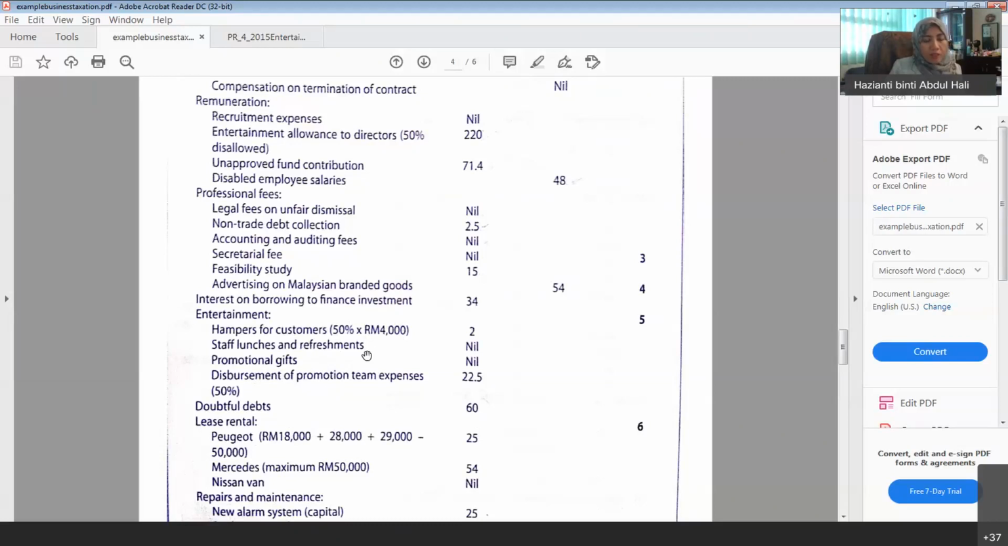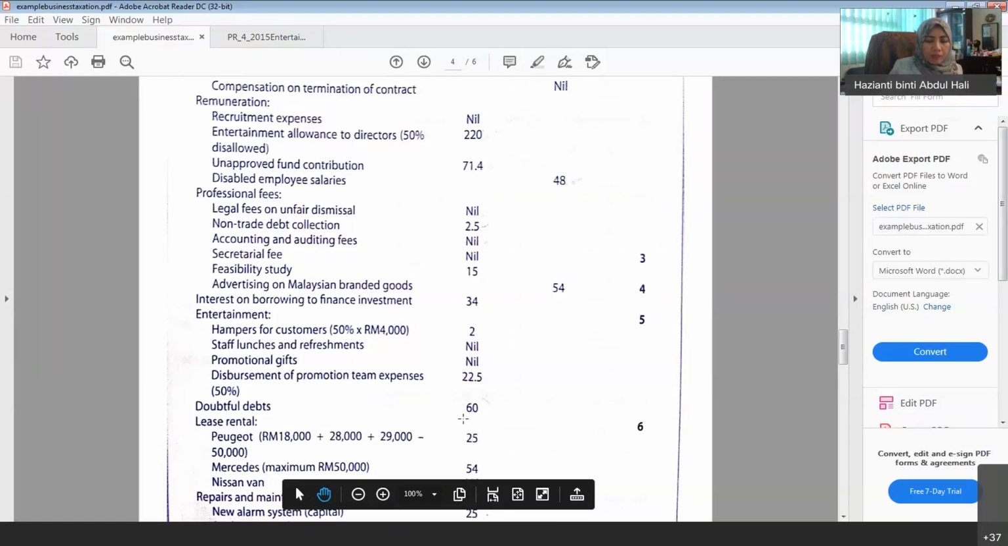Staff lunches and refreshment macam staff dinner tadi lah, boleh so tak ada adjustment. Promotional gift pun boleh, because promotional gift dia gunakan company owned product, so not taxable. Disbursement of promotion team expenses. Okay, ini ialah entertainment expenses tapi untuk promotion team dia. So deductible up to 50% only. So lagi 50% kena tambah balik. Alright, doubtful debts. 60. Doubtful debt ni kita ambil yang write off lah.